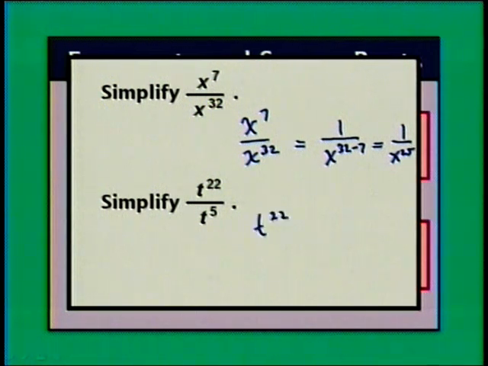How about t to the 22nd over t to the 5th? Well, if I wrote 22 factors of t in the numerator and 5 factors of t in the denominator, after I was done factoring out t over t from my fraction, I'd be left with 17 factors of t in the numerator. So I think I want to just use the regular old quotient rule to simplify this expression. This is t to the 22 minus 5, which is t to the 17th.